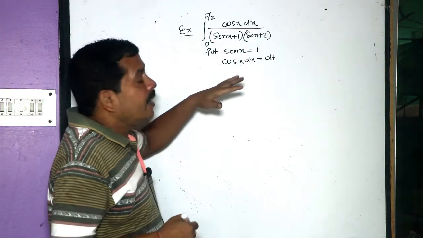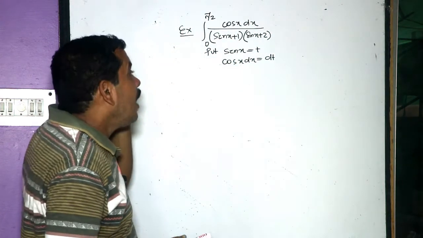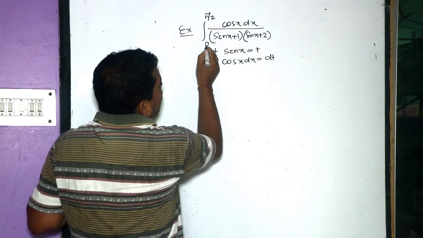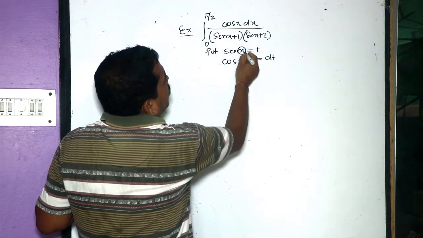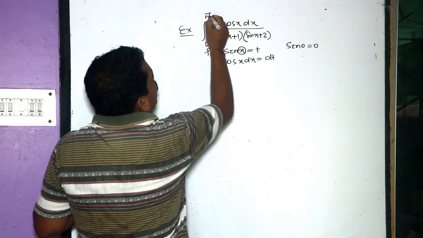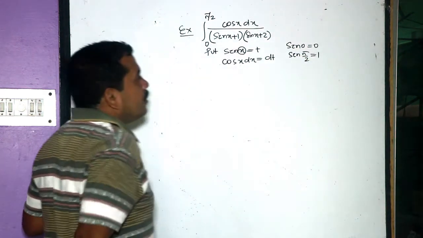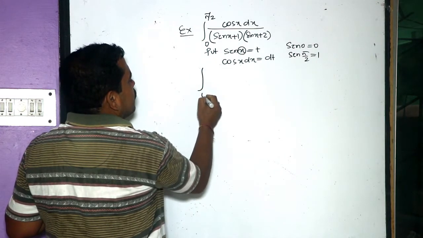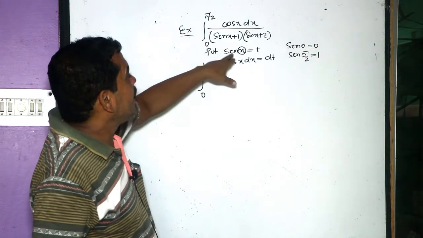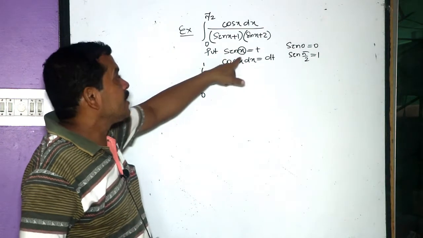If we use the substitution method, then the limits of the integration will change. How will the limits change? See, here the lower limit is 0. Put 0 here: sin 0 is 0. Put the upper limit here: sin pi by 2 is 1. So the limits of the integration become 0 to 1. That is the change of limits by using substitution. When you use substitution, you have to change the limits of integration in this manner.